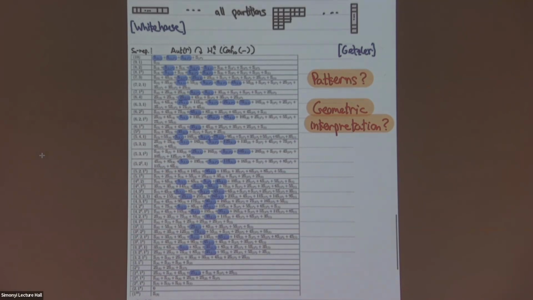And we don't know. I mean, there are lots of patterns that we can see and guess, and we have a lot of conjectures about what they are, but we don't know what's actually happening.